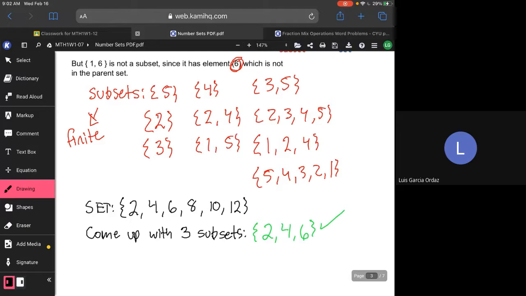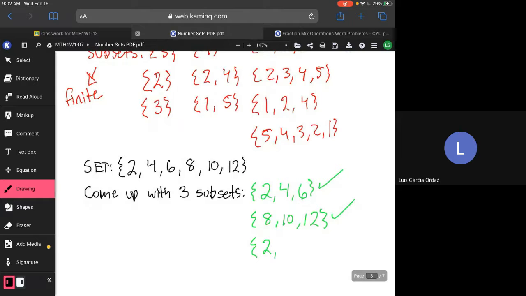That's cheap. 8, 10, 12. Italia? Yep. Could you also say 2, 8, 12? You can say 2, 8, 12. It doesn't have to be in order. Yeah. Then they have that: 2, 8, 12, 8, 10, 12, and 2, 4, and 6. Yep. Can you say that louder?